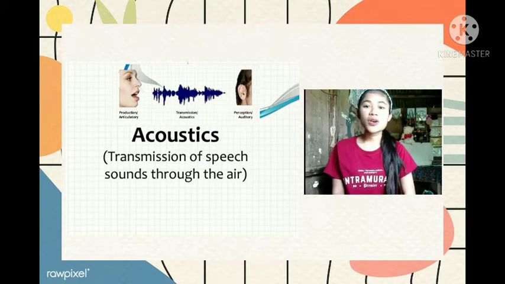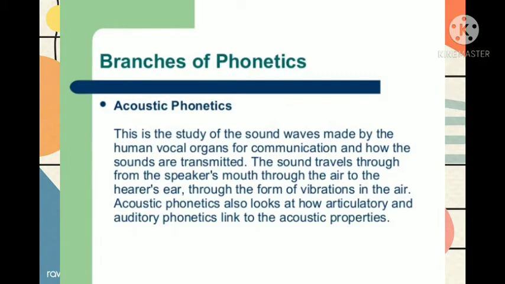Next is the acoustic, or the transmission of speech sounds through the air. Acoustic phonetics is the study of sound waves made by the human vocal organs for communication and how the sounds are transmitted. The sound travels from the speaker's mouth through the air to the hearer's ear in the form of vibration in the air. Acoustic phonetics also looks at how articulatory and auditory phonetics link to the acoustic properties.